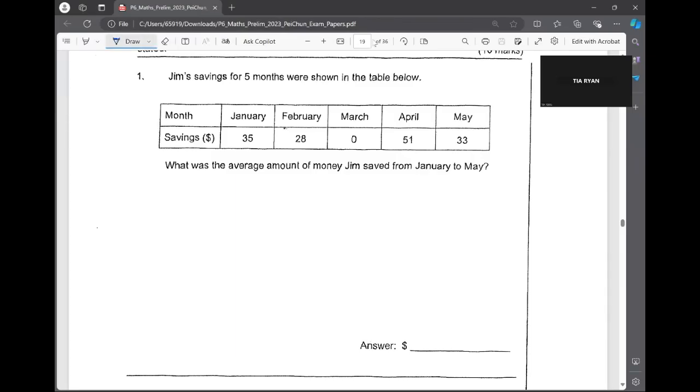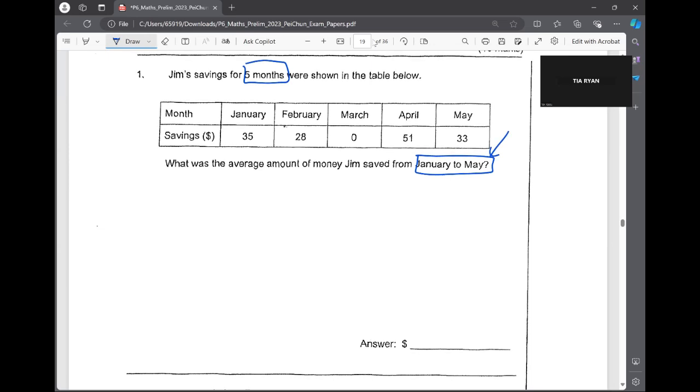Okay, hello. For this question, gym savings for 5 months is shown in the table below. We have January, February, March, April, and May. They are asking for the average amount that gym saved from January to May. So you have to read the question very carefully, whether they're asking from January to March, January to April, or January to whatever. In this case, it's January to May.